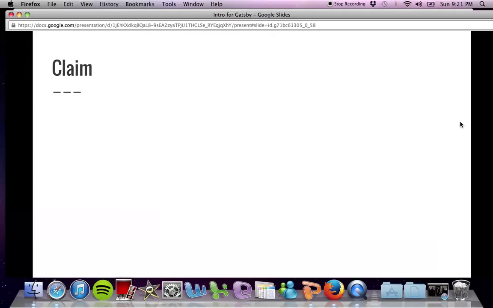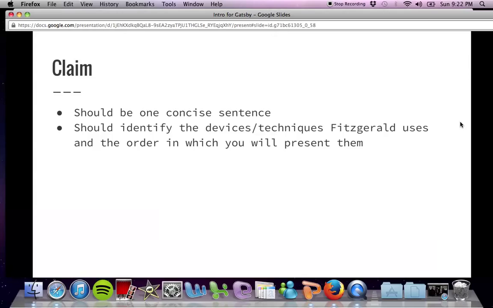Without a claim, your whole paper is weak, so you want to make sure you have a strong claim. The claim is like the backbone, the big daddy of the entire essay. Without it, your essay sucks. So let's talk about what you need. First of all, it should be one concise sentence, and it should identify the devices and the techniques that Fitzgerald uses in the order in which you will present them. That part is key. Whatever order the devices are presented, they should match the order of your body paragraphs.